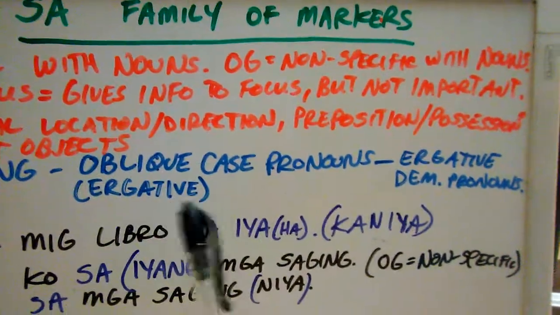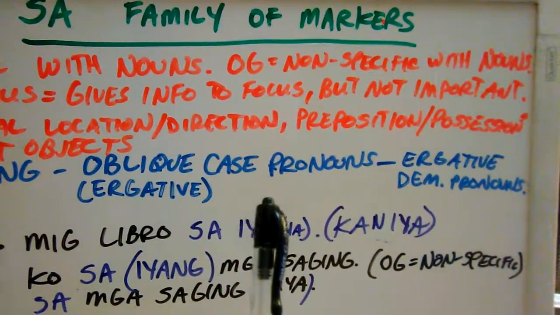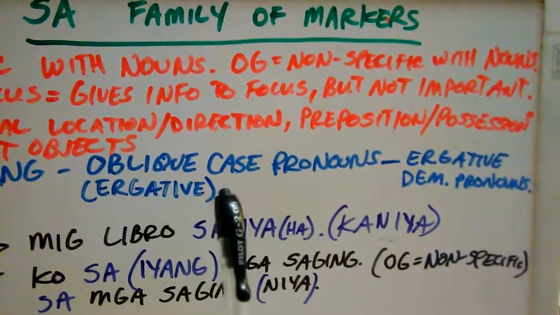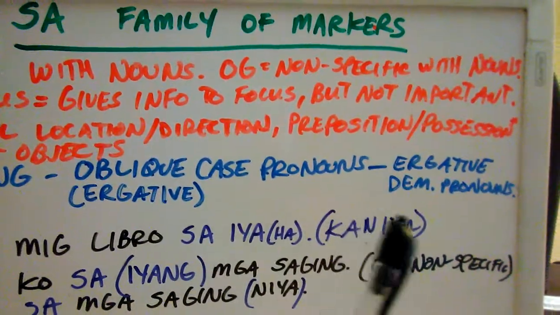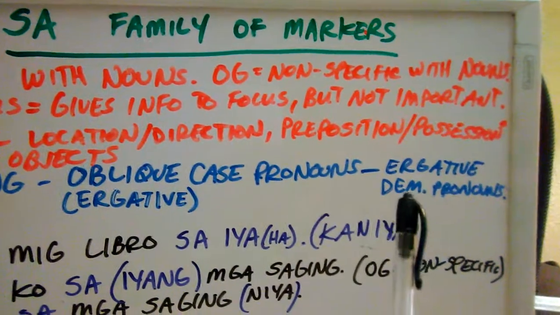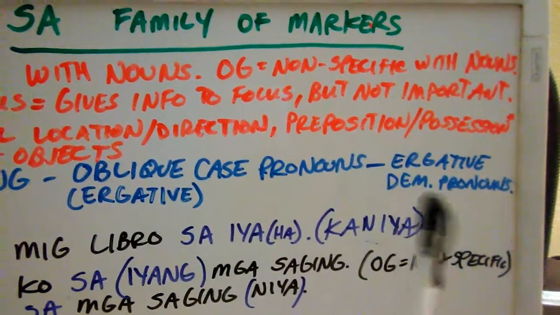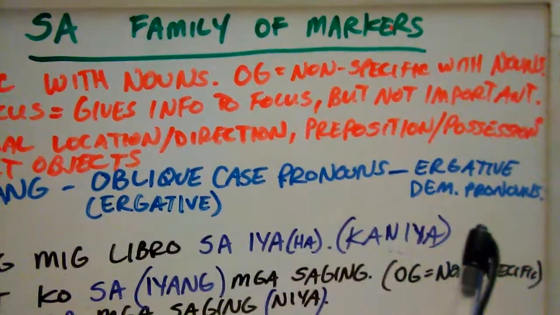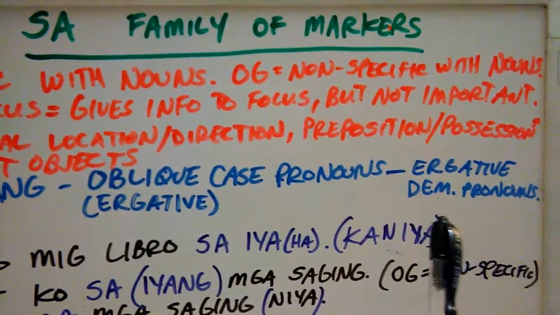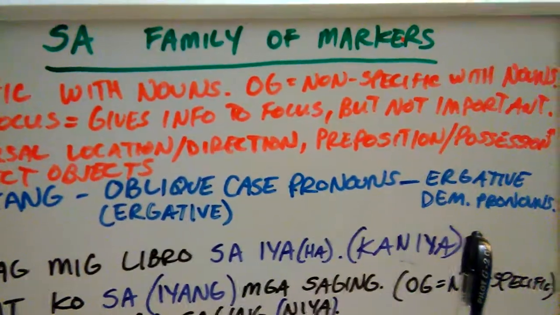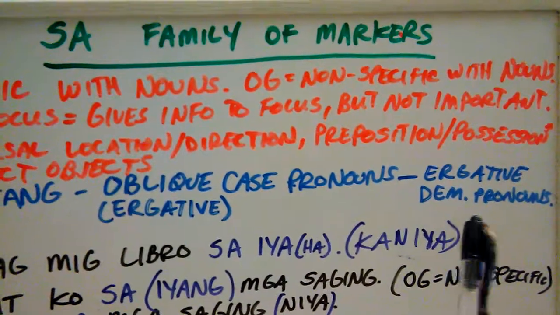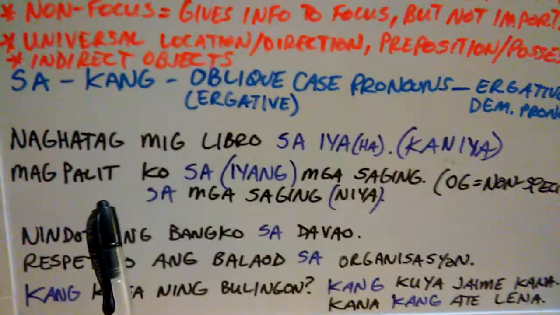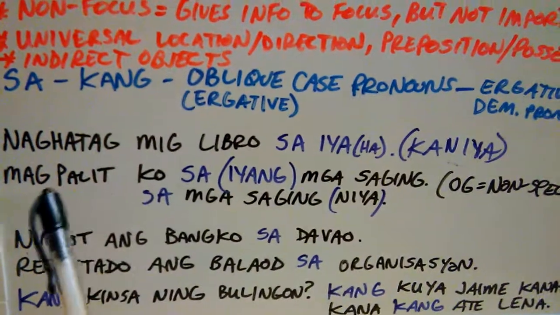But if we don't know the specifics of this person and we just want to label it as like him, her, they, we, us, we have to use oblique case pronouns or the ergative case pronouns, right? And lastly, if we want to talk in demonstrative pronouns, the ergative one is shared with the sa family of markers. So we just use the ergative demonstrative pronouns the same way that we do with the og set of family markers, right? And here are examples to help you understand and demystify, right?